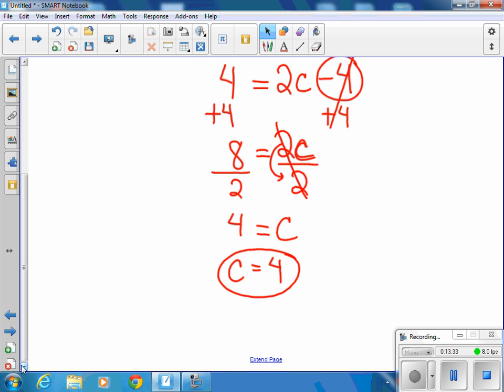So again, we're just kind of kicking it up a notch with our combining like terms, and then also moving our variables to one side of our equation. We're still solving equations. We're still finding a value for the variable. Don't forget, you can always plug your variable back into the original problem to make sure you got it right. That's always a key thing to do.